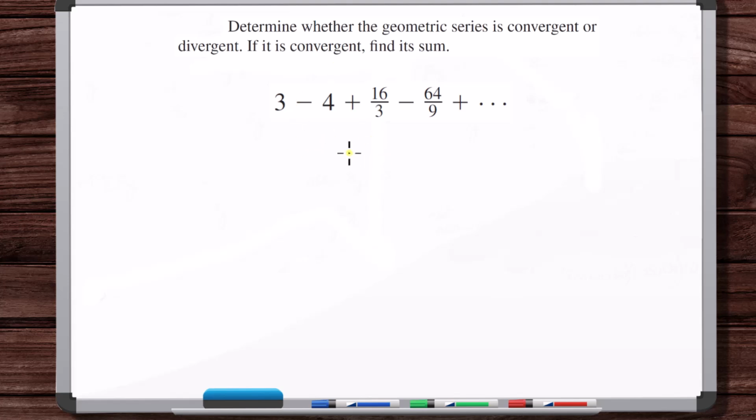It tells us this is a geometric series, and so what we want to do first is find the a1. A1 is 3, and now let's get the common ratio. So the r is going to be minus 4 divided by 3. So it's going to be 4/3. So if we multiply 4 times minus 4/3, you get 16/3. If you multiply 16/3 by minus 4/3, you get negative 64/9.